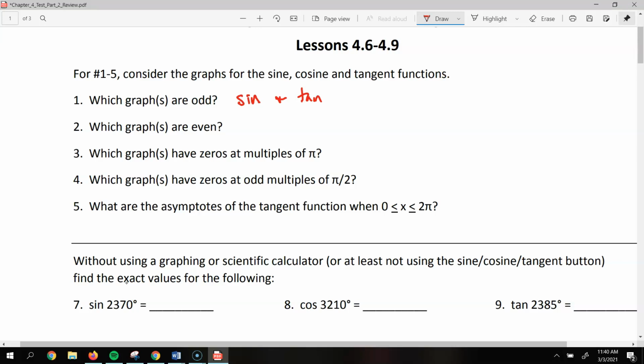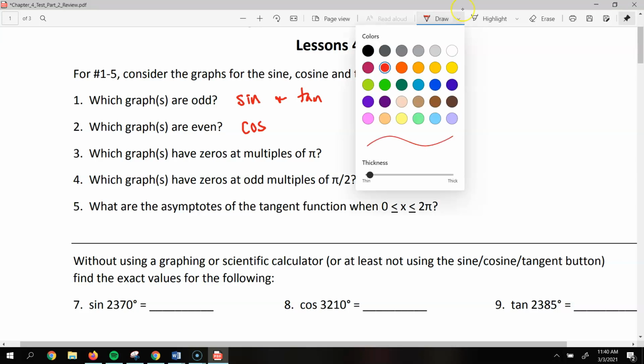And an even function is where if you took the graph and reflected it over the y-axis, it would be the same on both sides. And that happens with just the cosine function. And which graphs have zeros at multiples of pi? That means which graphs intersect the x-axis at multiples of pi? And that would be both the sine and the tangent function.